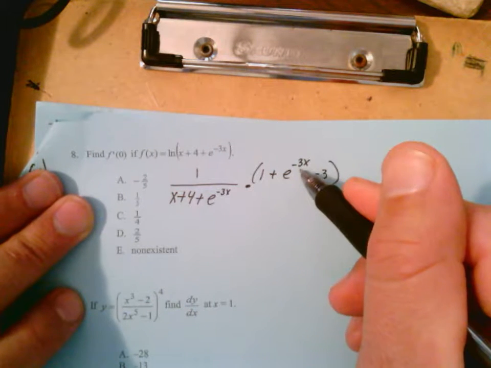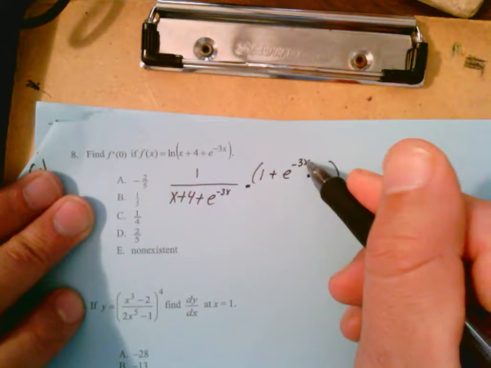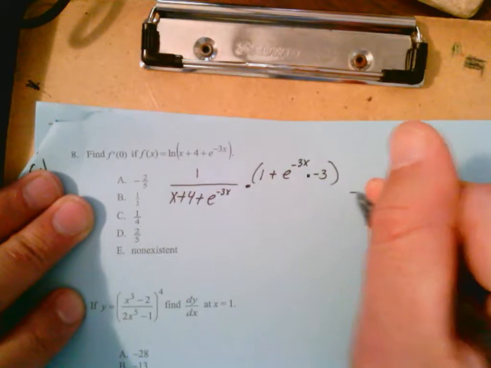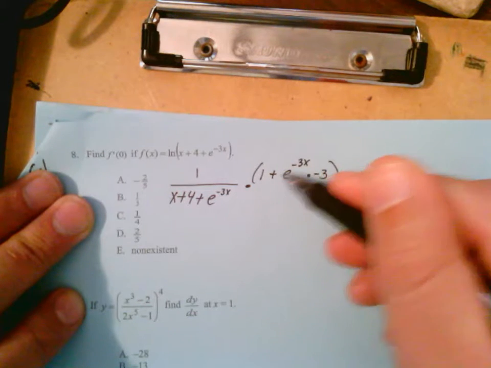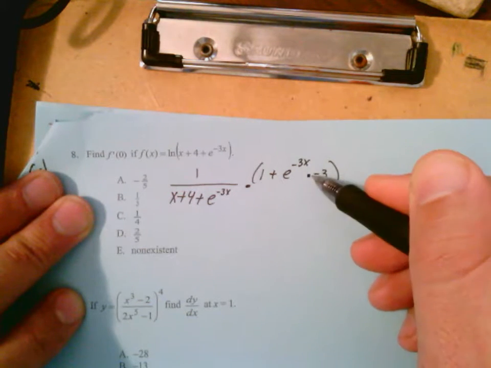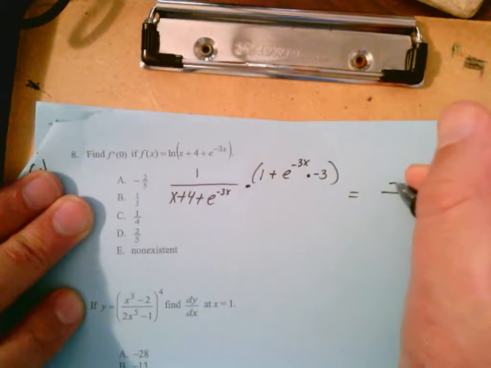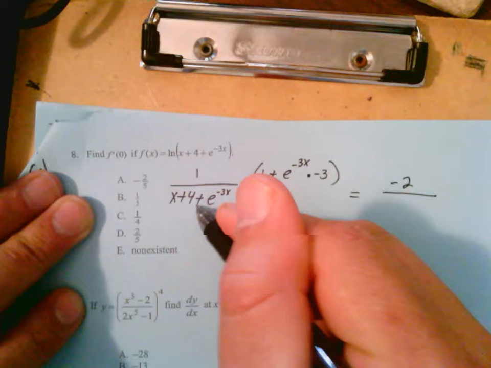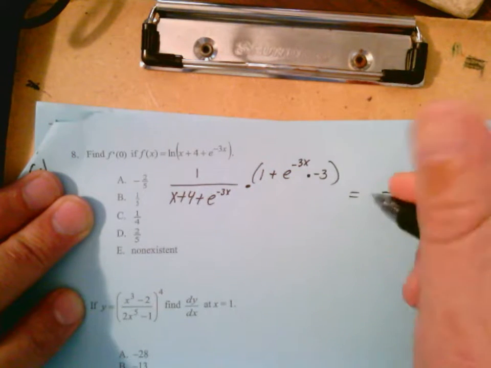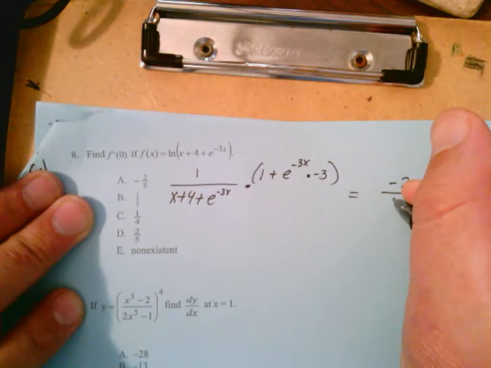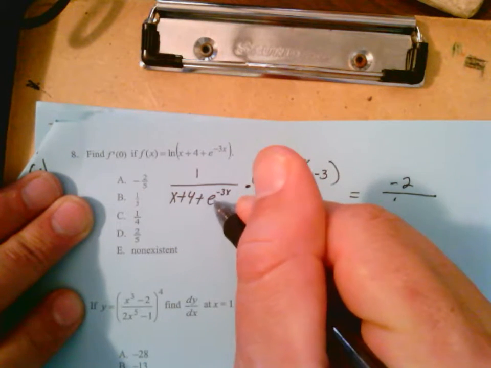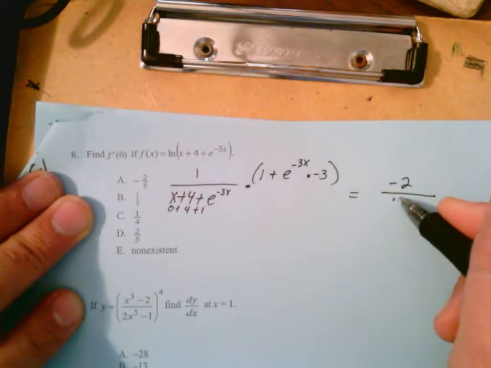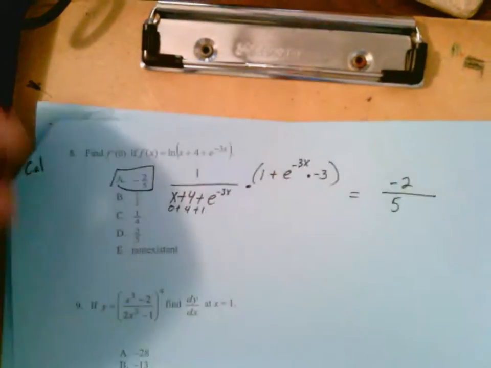So when I put 0 in for x, this would be e to the 0, which is 1. So in the top, 1 plus, all this is 1 times negative 3. So 1 plus negative 3 is negative 2. 0 plus 4 plus 0 is 0 plus 4. Excuse me, this is not 0, this is 1. So 4 plus 0 plus 4 plus 1 is 5. Answer is A.